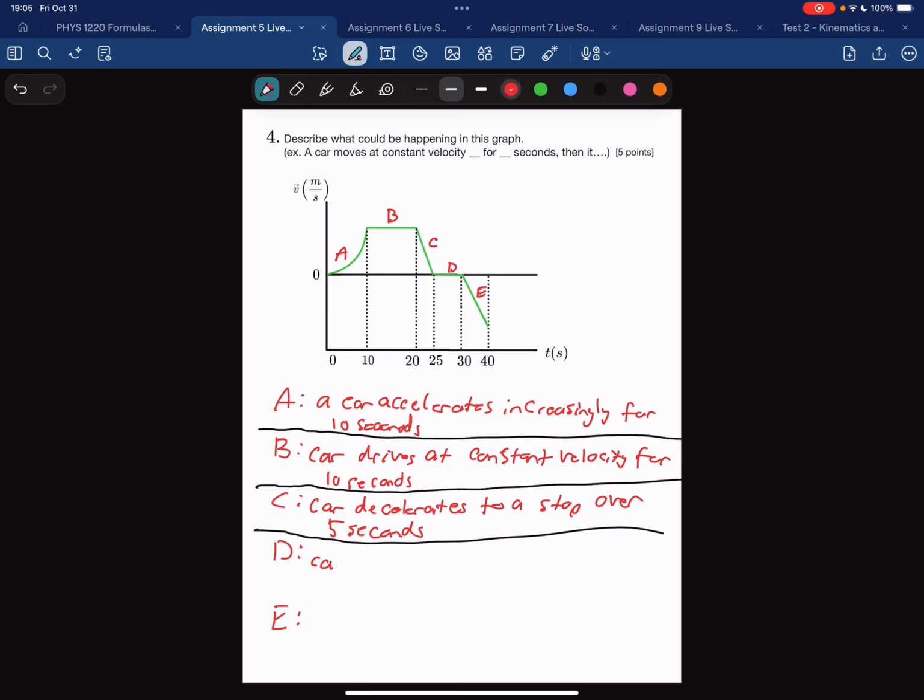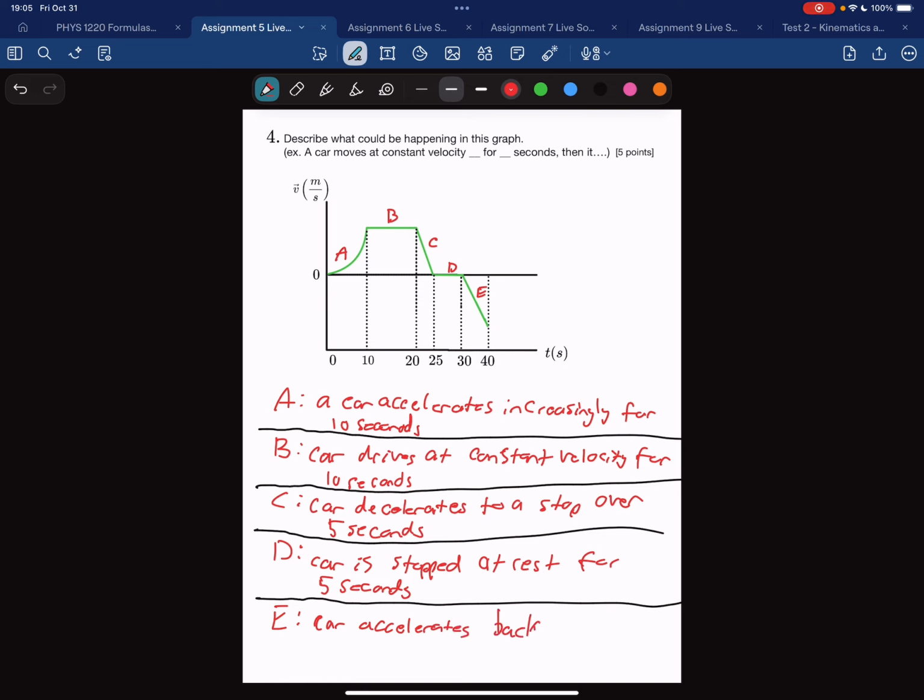D, car is stopped at rest. A bit redundant there, but whatever. For 5 seconds. And then lastly, car accelerates backwards for 10 seconds.